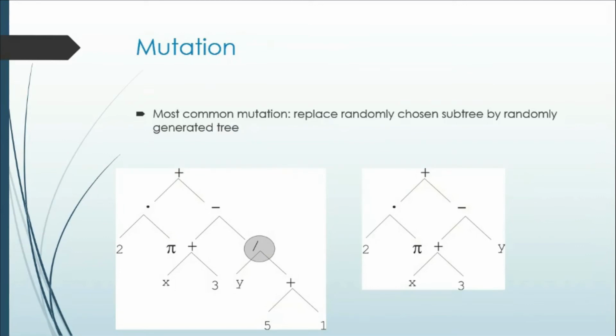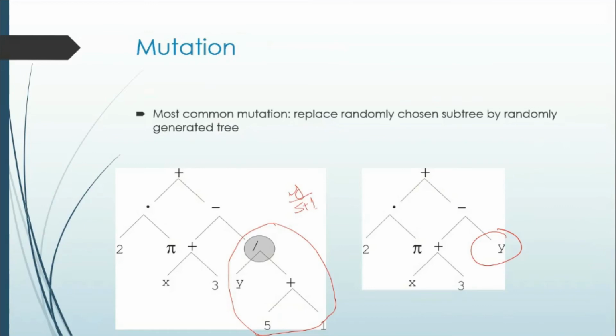Now, in the case of mutation, you know that only a slight, random change is done. This is the most common mutation that is employed in the case of simple genetic algorithm as well as simple genetic programming. What it does is replace a randomly chosen subtree by a randomly generated tree. This is the randomly chosen subtree, the y divided by 5 plus 1. This is the subtree that is being replaced. That is replaced with only a y. That is a randomly generated tree.